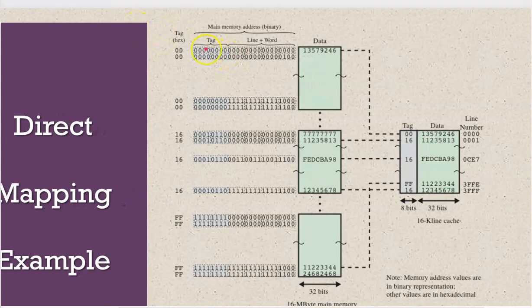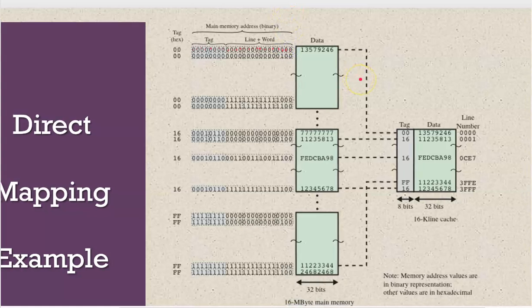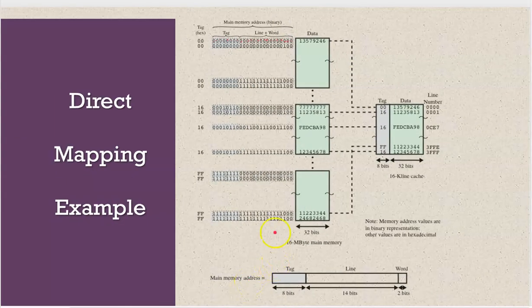Okay, so our tag is 1, 2, 3, 4, 5, 6, 7, 8. So we have 8 bits over here, and our line plus word is 1, 2, 3, 4, 5, 6, 7, 8, 9, 10, 11, 12, 13, 14, 15, 16. So we have 16 bits for the line plus word, and we have 8 bits for the tag. So this is what it means over here.